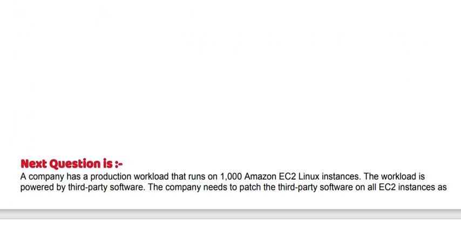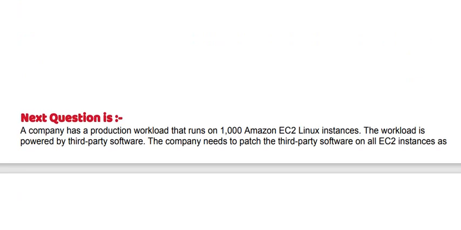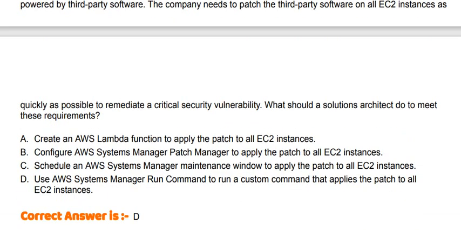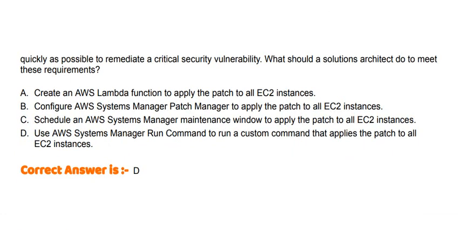Next question is: a company has a production workload that runs on 1000 Amazon EC2 Linux instances. The workload is powered by third-party software. The company needs to patch the third-party software on all EC2 instances as quickly as possible to remediate a critical security vulnerability. What should a solutions architect do to meet these requirements?